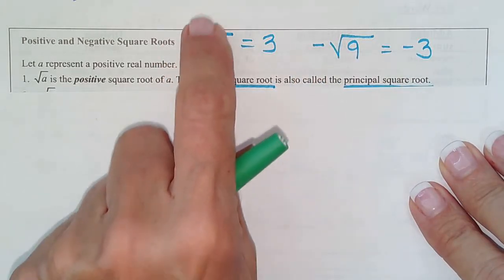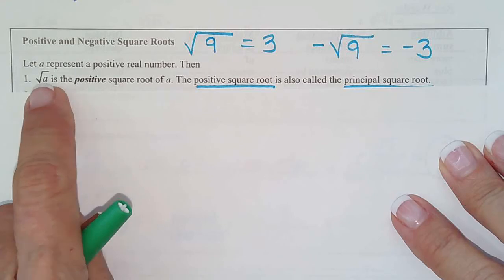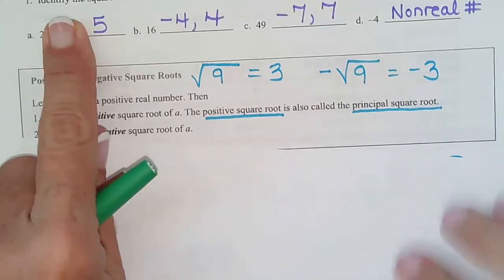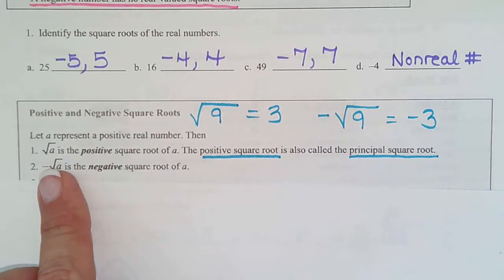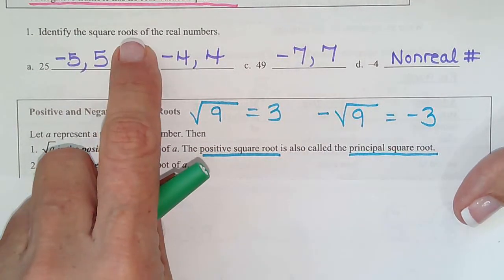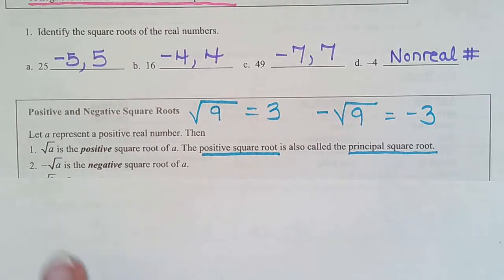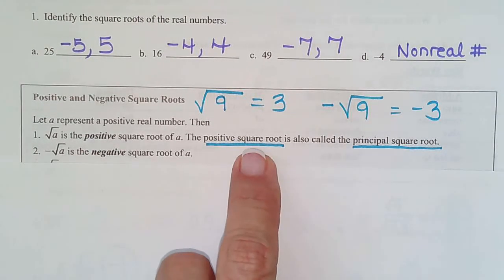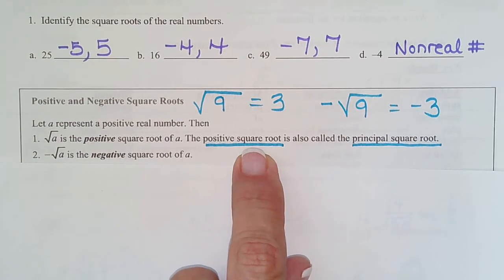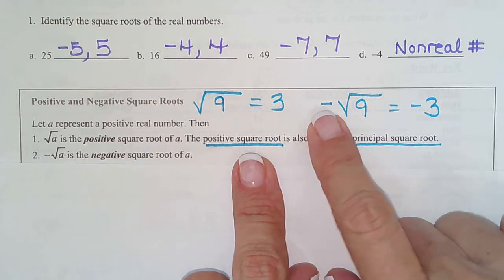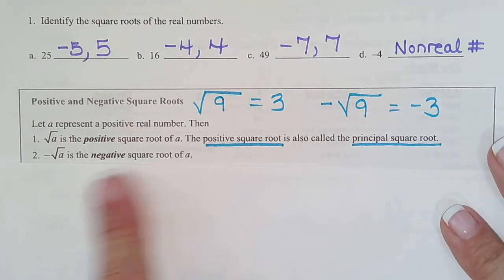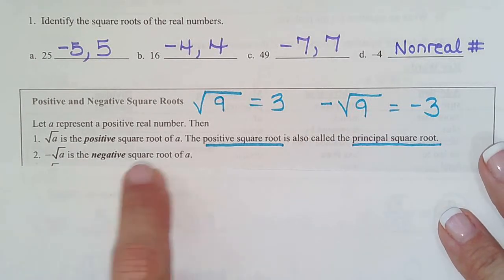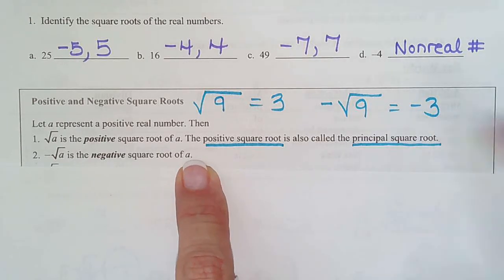So anytime the radical is used, not words like up here, notice the difference. I want you to make sure you understand the difference. This was asking for square root using words. If they use the symbol, we only give the positive answer, because that's called the principal square root. So if you want a negative answer, you have to put a negative in front of it. And this is the negative square root of a, like I said.